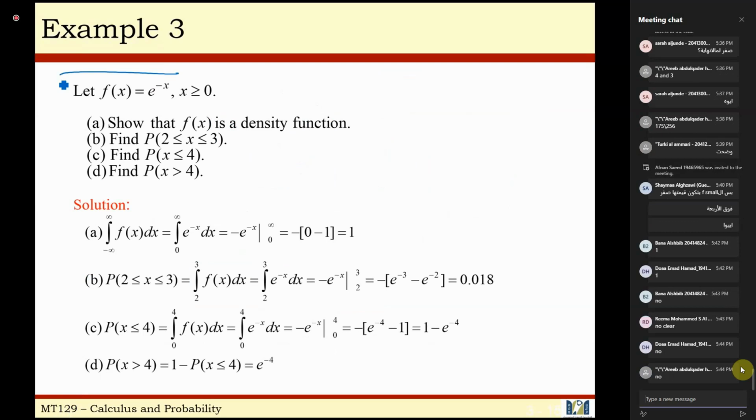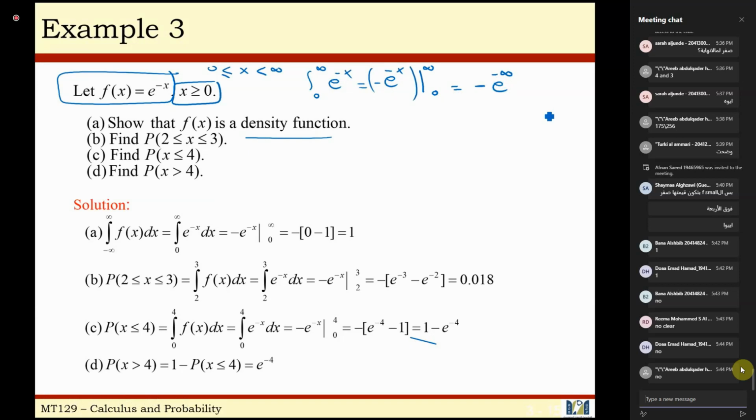Now look at this. We have f of x and we need to show this is a density function. If we need a density function, what's the interval? Interval x greater than 0, so x from 0 to infinity. From 0 to infinity of e to the power minus x, this is equal to minus e to the power minus x. Substitute infinity, this is equal to minus e to the power negative infinity, minus, substitute 0, negative 1.